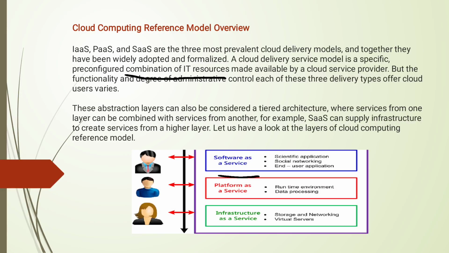These are the layers of the cloud computing reference model: infrastructure as a service, software as a service, platform as a service. Software as a service covers scientific applications, social networking, and end user applications, and platform as a service covers the runtime environment and data processing. And infrastructure as a service covers storage, networking, and virtual servers.